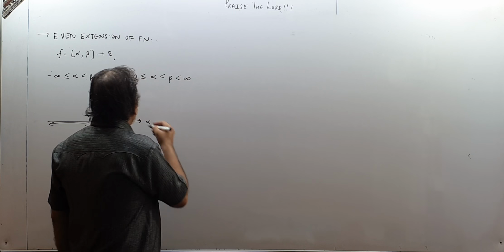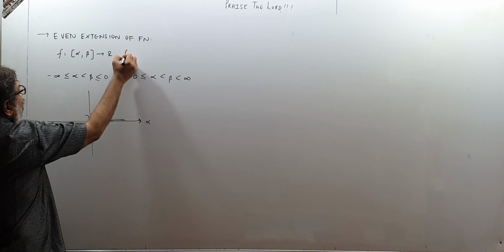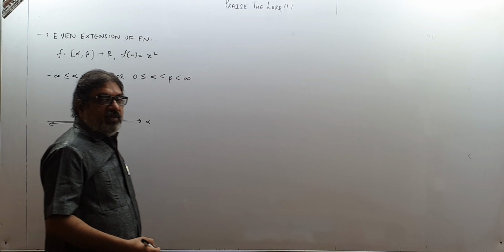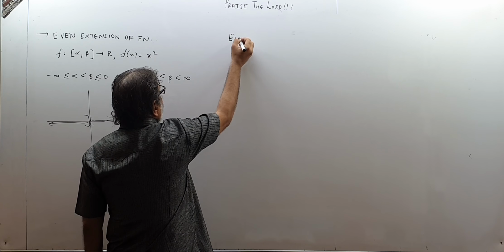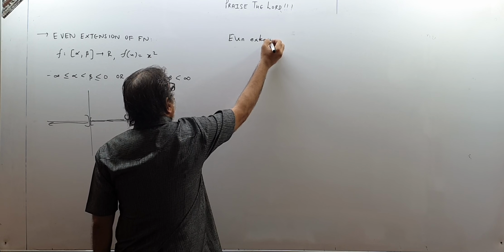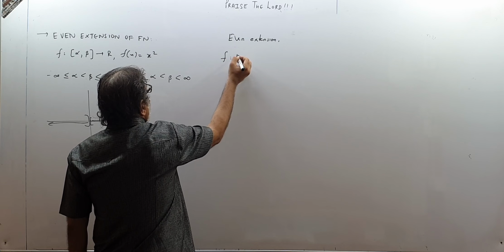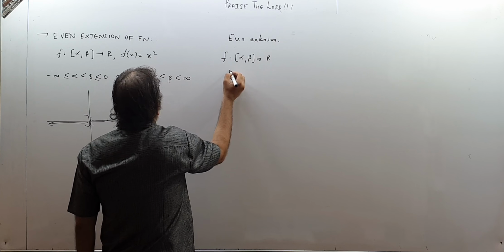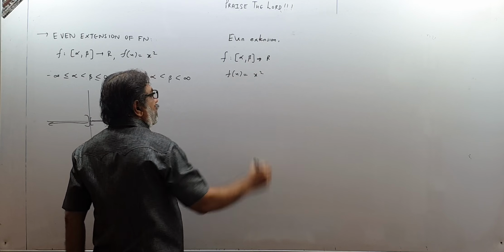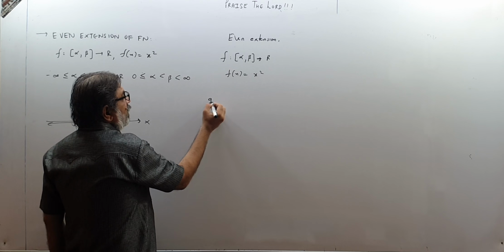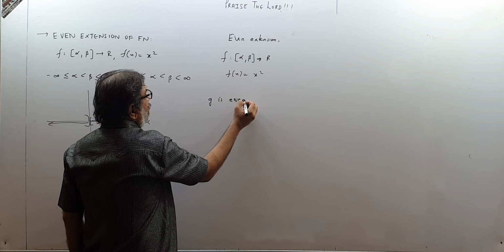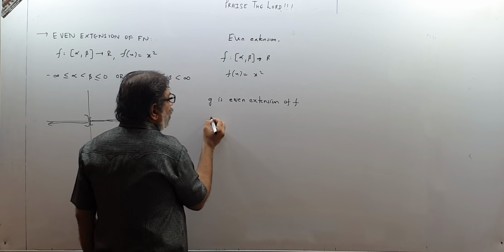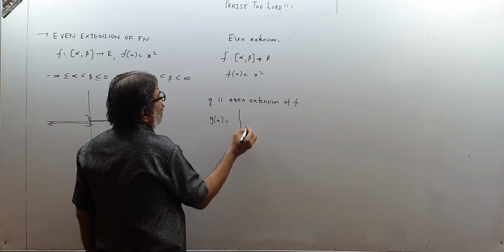So if I want the even extension of this function, supposing the formula given to us is f(x) is equal to x square, supposing I want its even extension. So how will I get the even extension? See, f is a function from alpha beta to R, and it is given to me that f(x) equal to x square. So if g is the even extension of f, then what will be g(x)?